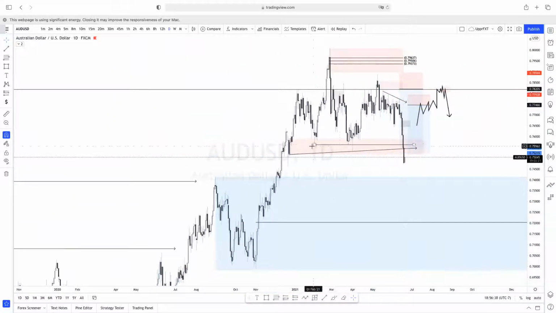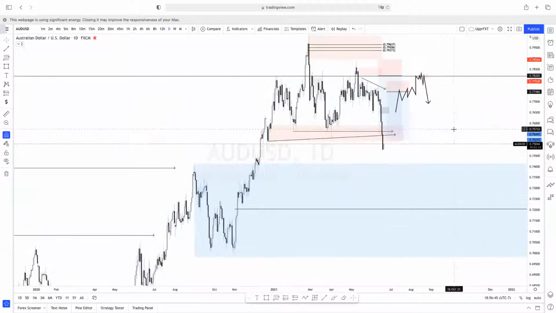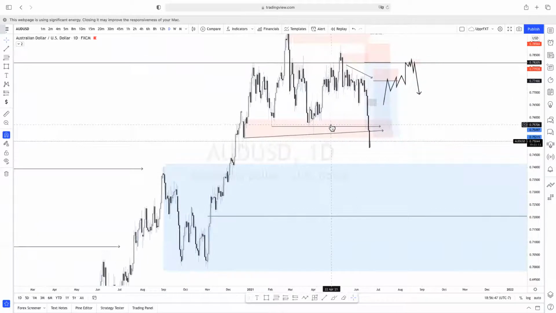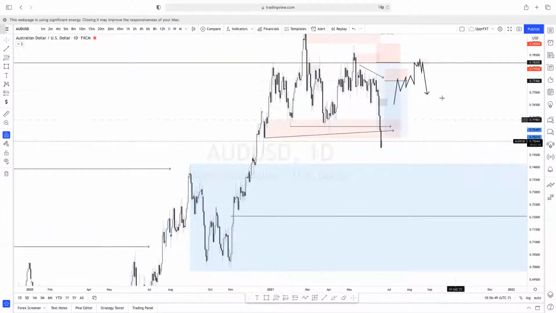The story. What is it doing? Why is price driving down so fast? Why is price being bullish from here? Why is price being bearish from here? Asking yourself that will help you tremendously.